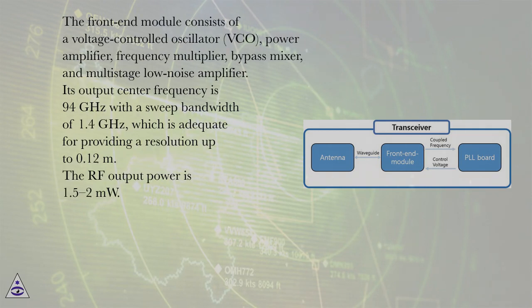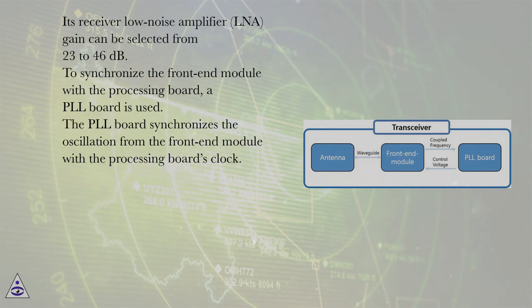The front-end module consists of a voltage-controlled oscillator, VCO, power amplifier, frequency multiplier, bypass mixer, and multi-stage low-noise amplifier. Its output center frequency is 94 GHz with a sweep bandwidth of 1.4 GHz, which is adequate for providing a resolution up to 0.12 meters. The RF output power is 1.5 to 2 milliwatts. Its receiver low-noise amplifier, LNA, gain can be selected from 23 to 46 decibels.